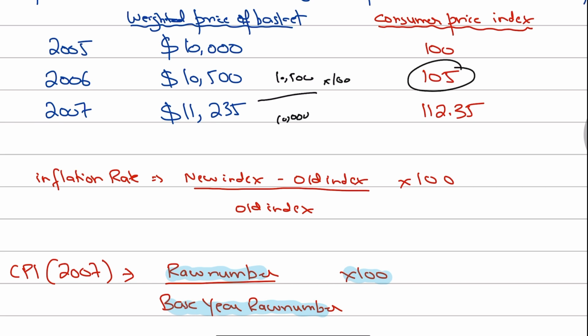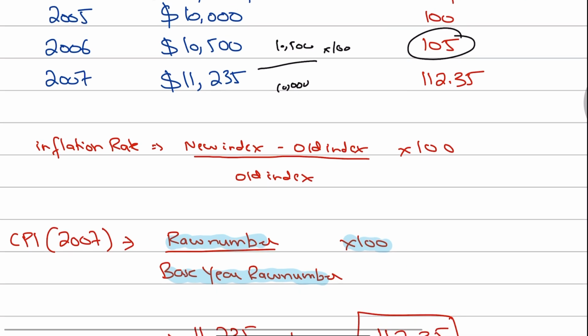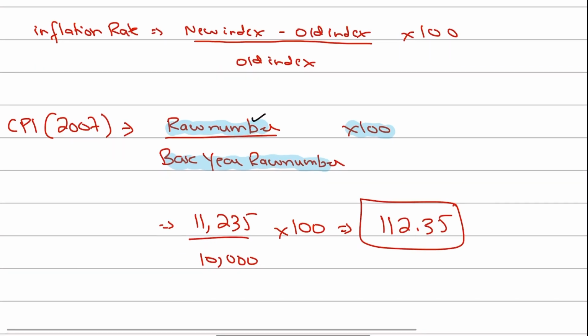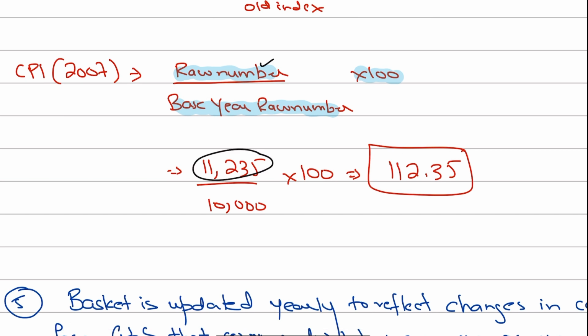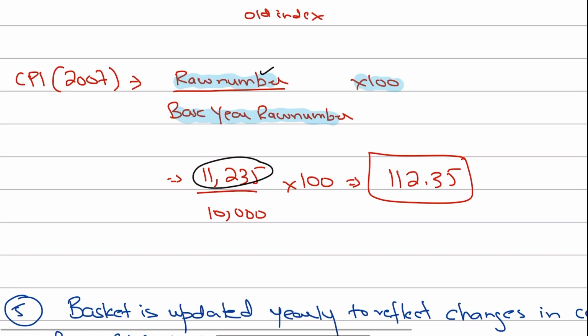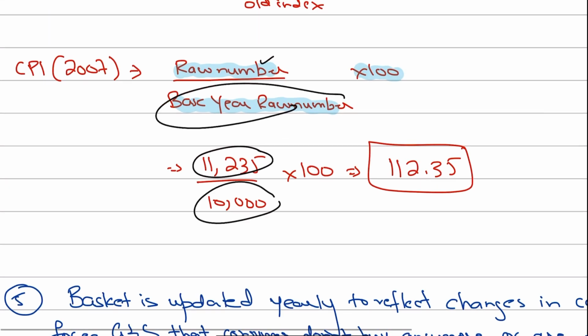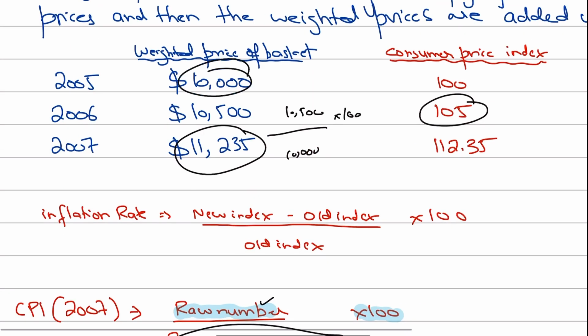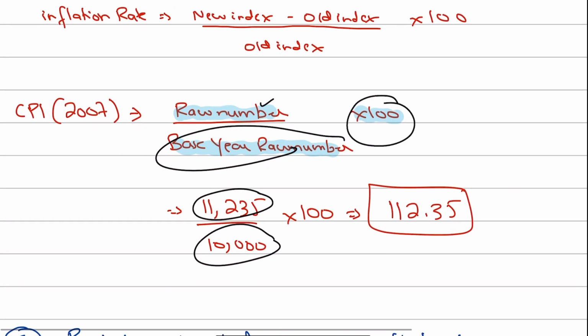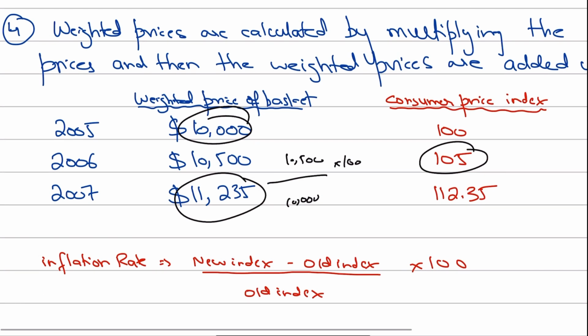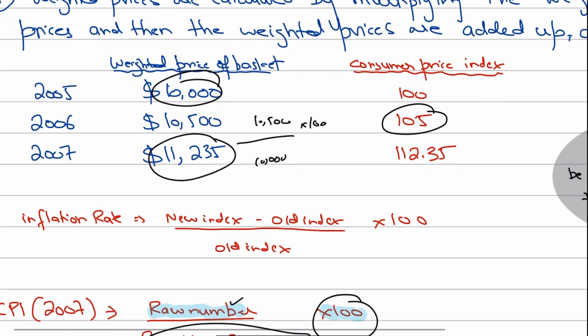And if I want to calculate the CPI in 2007, I'll use the same formula. I've done it over here as well. The raw number is 11,235, divided by the base year raw number, 10,000. You always divide by the base year raw number, remember that. Times 100, so the answer would be 112.35, right? Now 112.35 is representing the index, the CPI, in 2007.